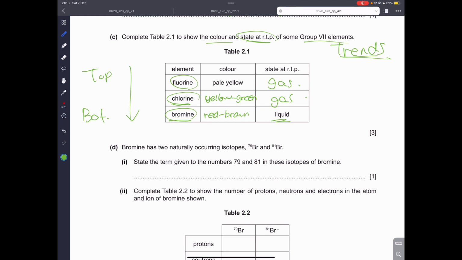And in some cases, they will like you to add iodine as well. So iodine is actually a black solid at room temperature. Although they haven't asked you the state and color of iodine in this question, it's very highly likely that when you get asked about this, you are supposed to know.